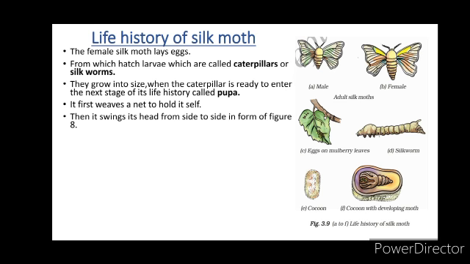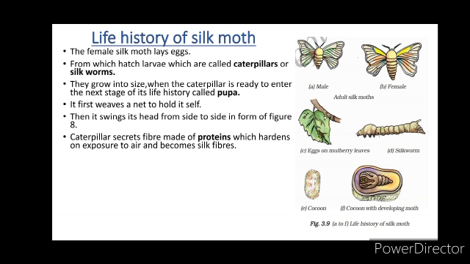Then it swings its head from side to side in the form of figure 8. Students, all of you see here. During these movements of the head, the caterpillar secretes fibers made of protein, like this, which harden on exposure to air.